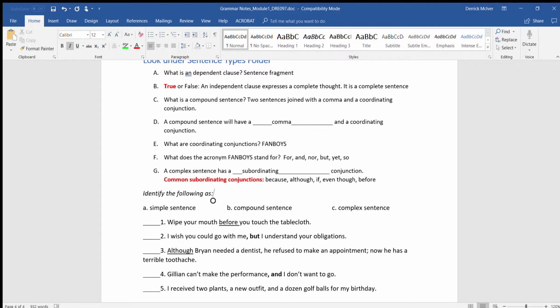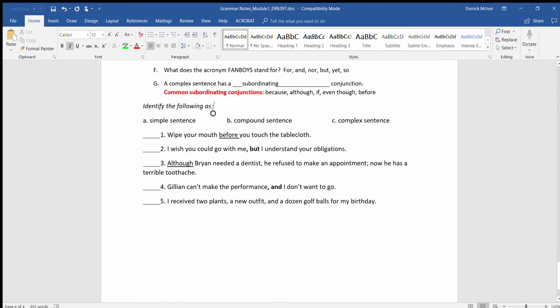Subordinated conjunctions can come at the beginning of a sentence, or they can come in the middle of a sentence. Okay? Wipe your mouth before you touch the cloth. Before is a subordinated conjunction. And remember that complex sentences have a subordinated conjunction.